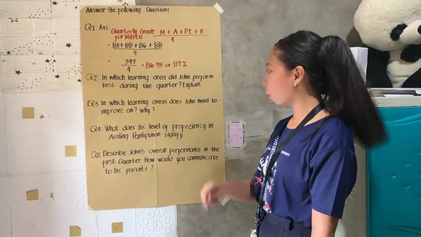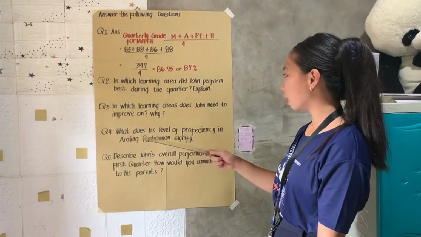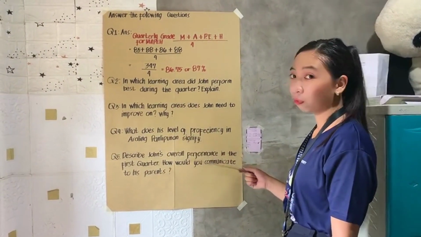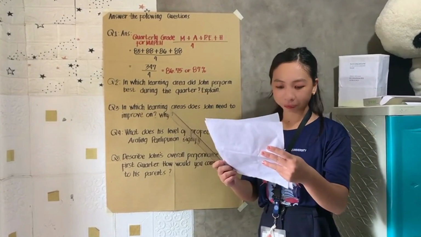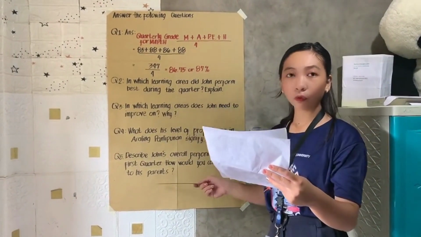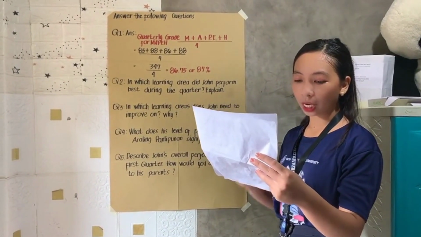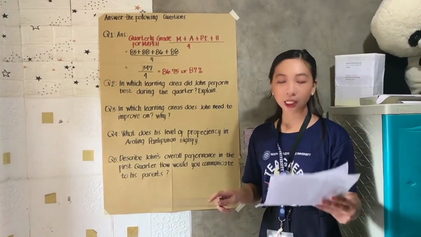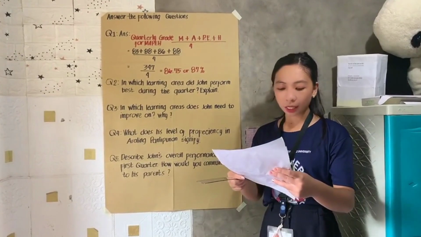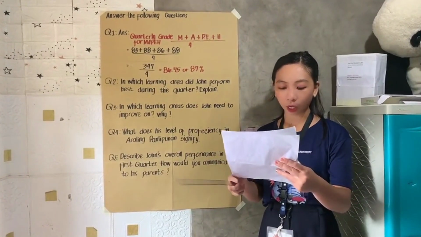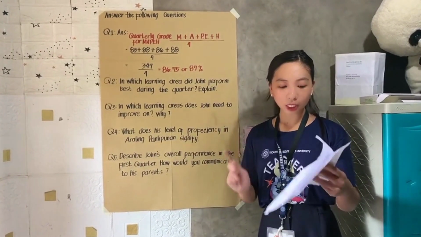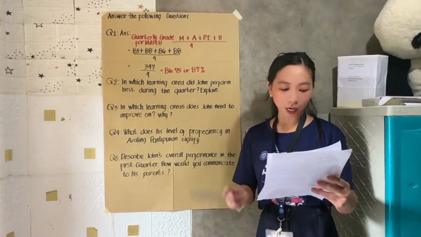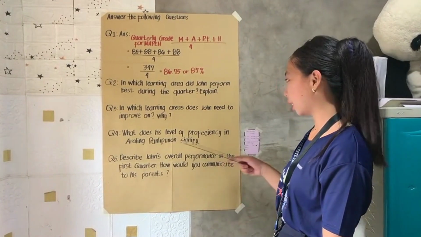Question number 4, what does his level of proficiency in Araling Panlipunan signify? So as I refer to John's grade, his level of proficiency in Araling Panlipunan is very satisfactory since John got 89%. This signifies that John has high interest in the Araling Panlipunan subject.